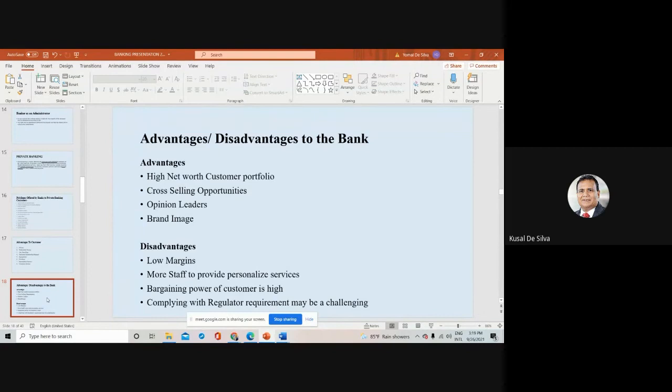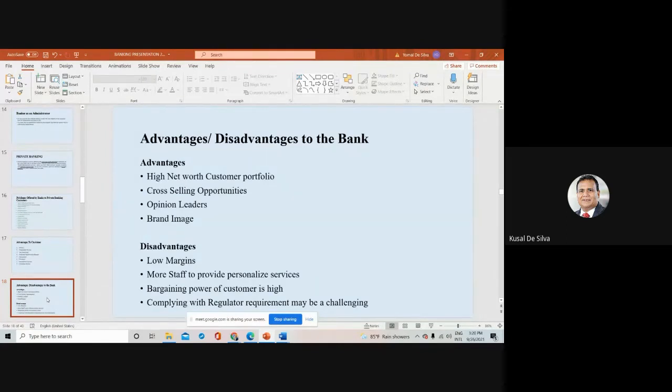Then cross-selling opportunities. There are a lot of cross-selling opportunities for this community. They have multiple needs, and sometimes they change their vehicles frequently. They want to buy apartments. Sometimes they want to build a holiday home in a remote area. So all these things can be identified and financed through the bank. So these are the cross-selling opportunities available.